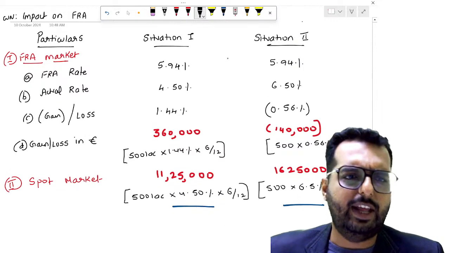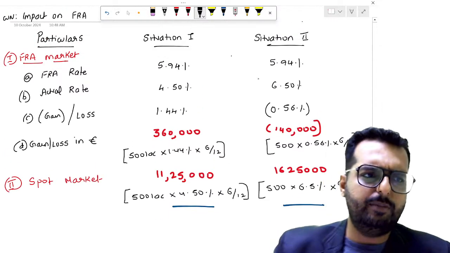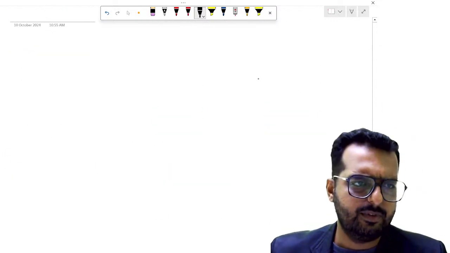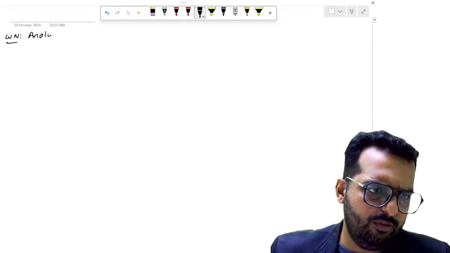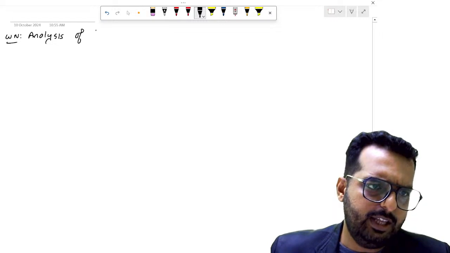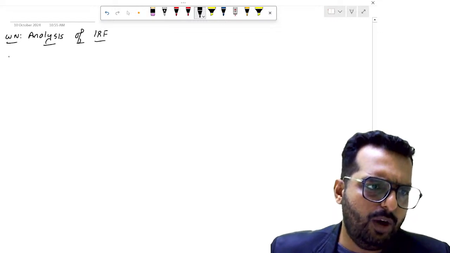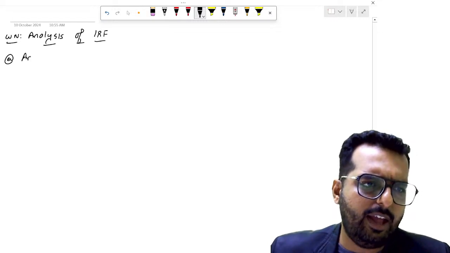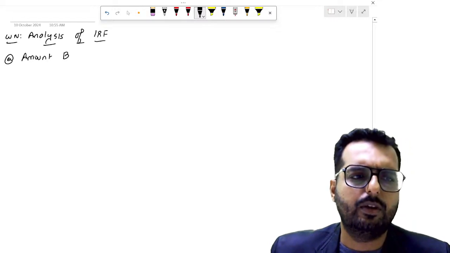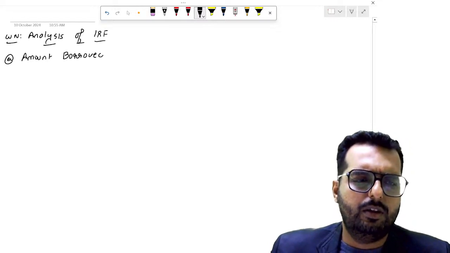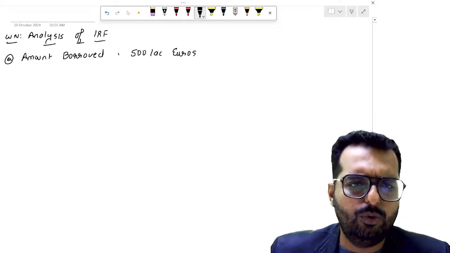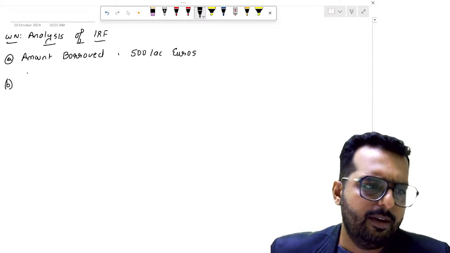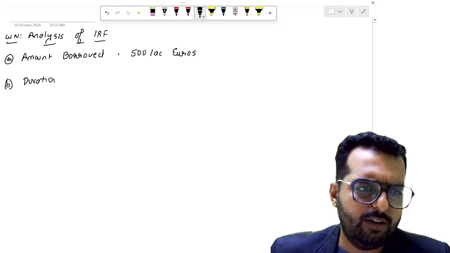Okay. Right. So next, let me take IRF. Let me move to the next part. The next working note heading will be analysis of IRF. So when we do IRF, point number A is amount borrowed. So everyone tell me how much is the amount borrowed? 500 lakh euros is the amount borrowed. Am I right? What is the duration of IRF?